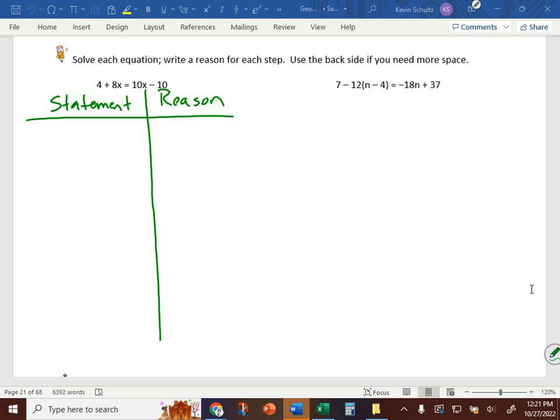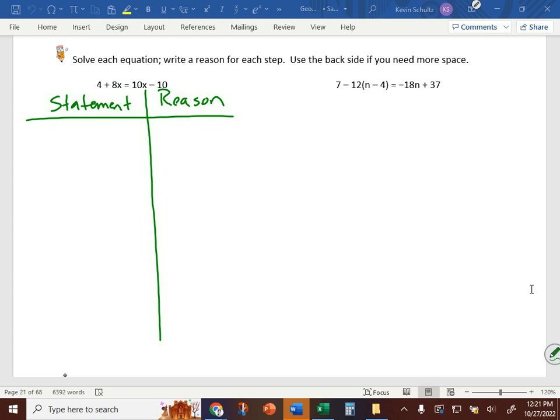Okay? Statement and reason. What you are able to conclude and why you're able to say it. This is like a crime scene, and we have to... Kind of, yeah. Sure. Yes, let's go with that.